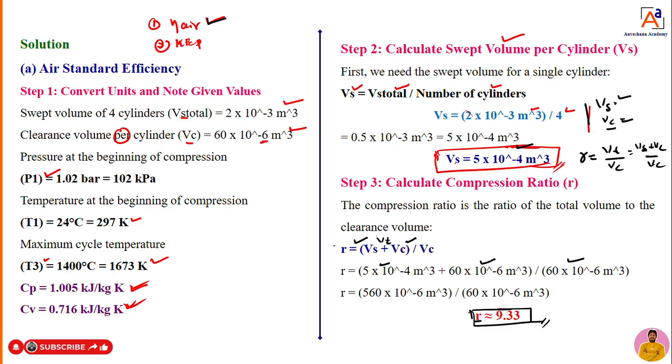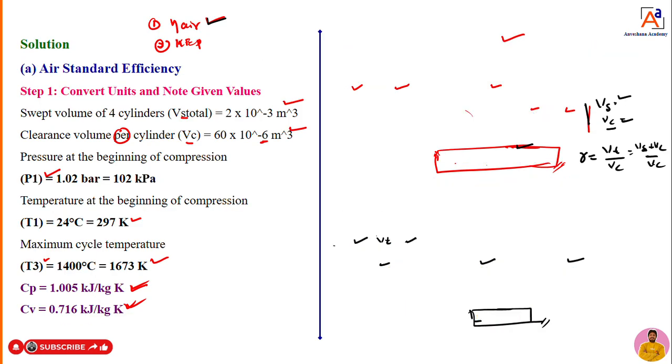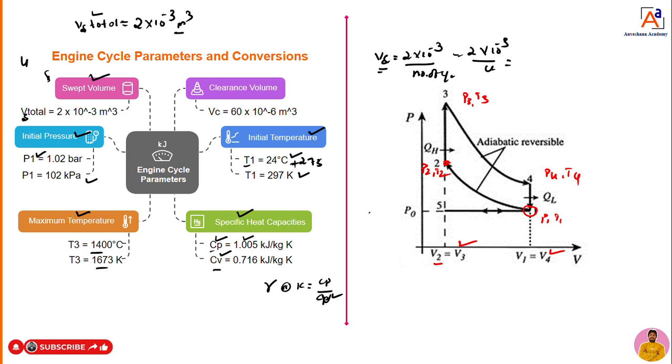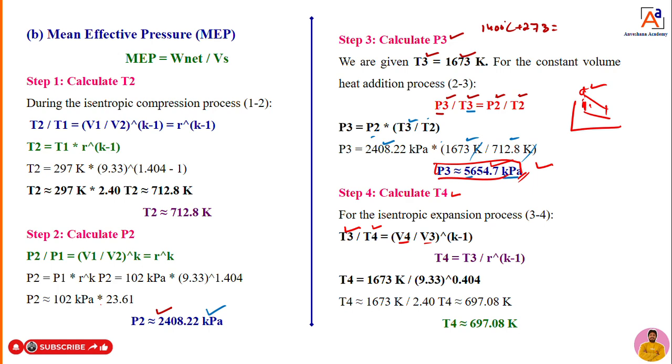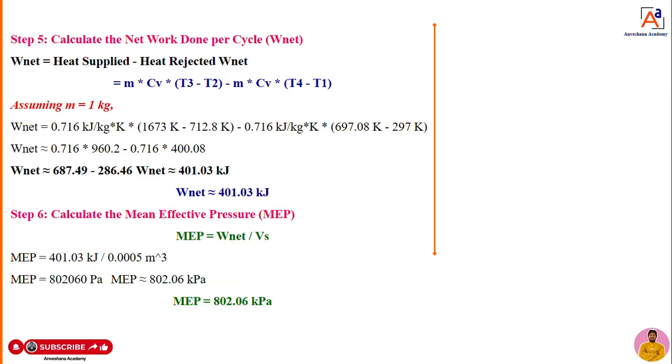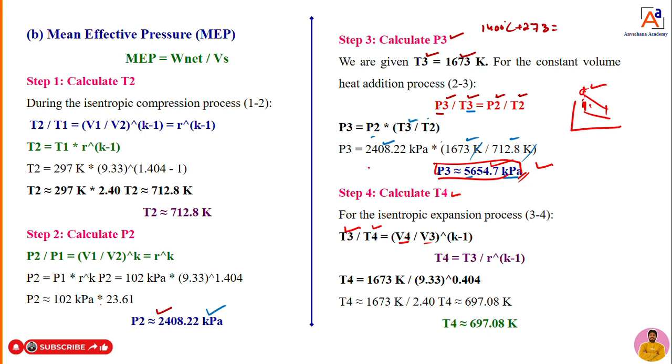Now T4 I don't know, but V4 and V3 I know, because in the problem itself, dear students, that is important. You can see the diagram here, the Otto cycle: V2 is equal to V3, V1 is equal to V4. Once you know the value of V1, V4 also you know. Once you know the value of V2, V3 also you know. So V4 is nothing but V1, and V3 is nothing but V2.